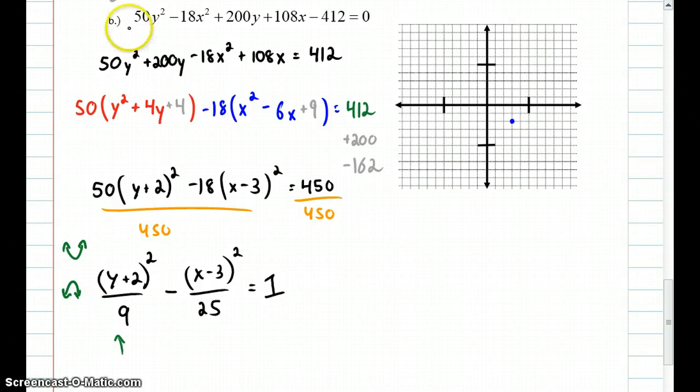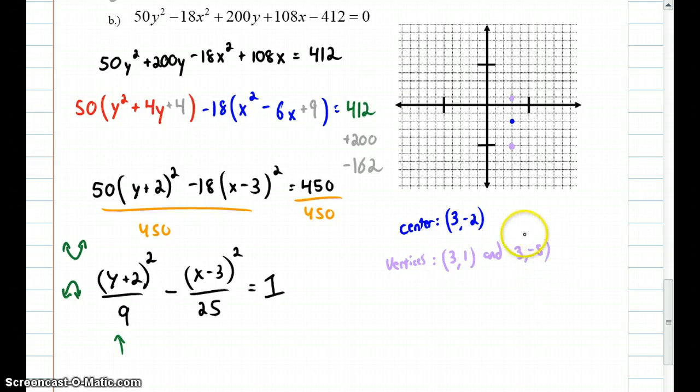So let's think of how far up the vertex is. Well, this 9 is the distance squared, so I will go up 3 and down 3. The center is at 3 comma negative 2. The vertices are at 3 comma 1 and 3 comma negative 5.